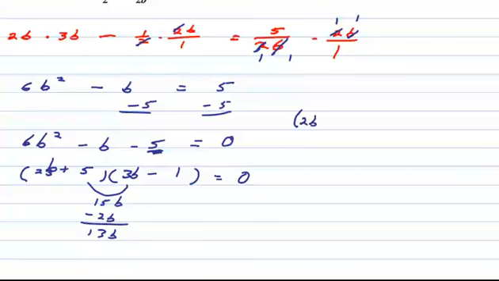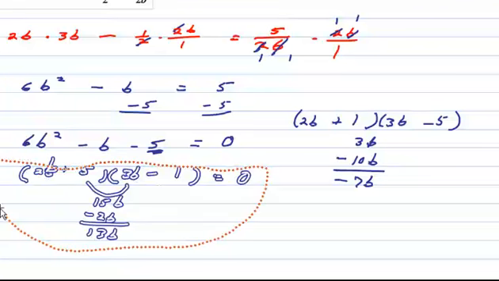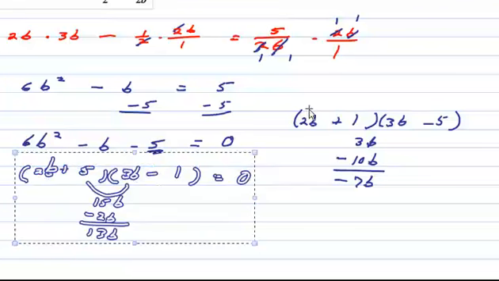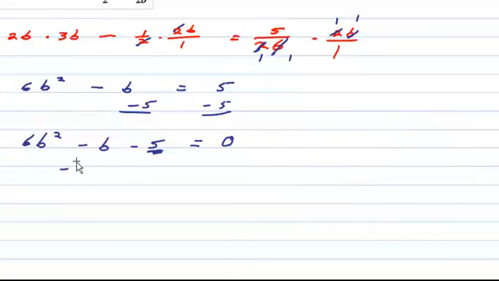Let me go over here now. I'm going to keep the 2b, and I'm going to keep the 3b, but I'm going to switch the 5 and the 1. Now the inners give us 3b. The outers give us negative 10b. And of course that adds up to negative 7b. So that didn't work either. So now I need to try again. We've used up all the possibilities with 2b and 3b. So that part is not correct.